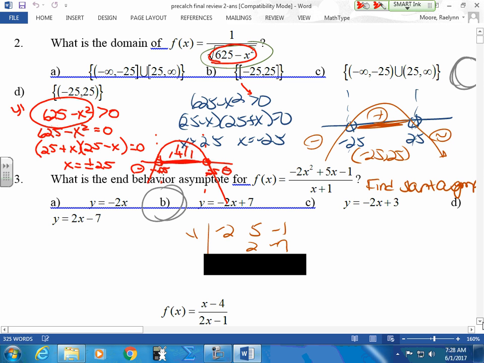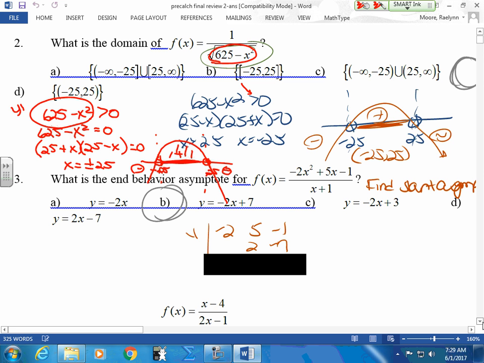And I can't use negative 25 or 25, so I have to have an open bracket here. So where is it? It's this guy, D. I don't know where it's circled, but it's this guy. From negative 25 to 25.